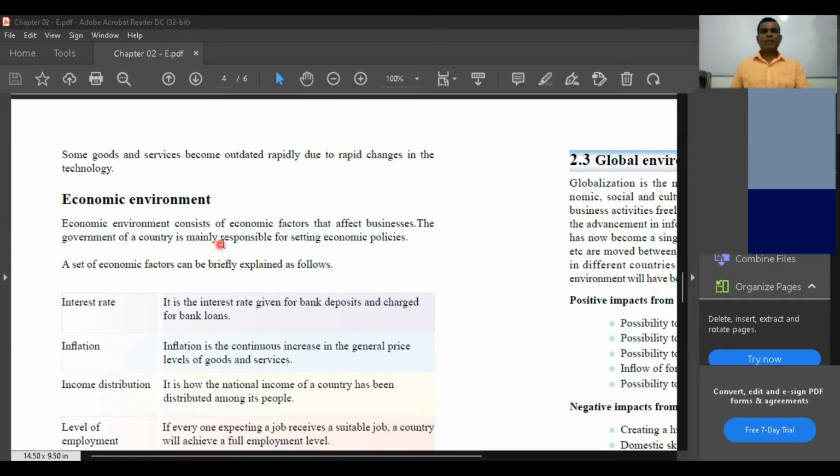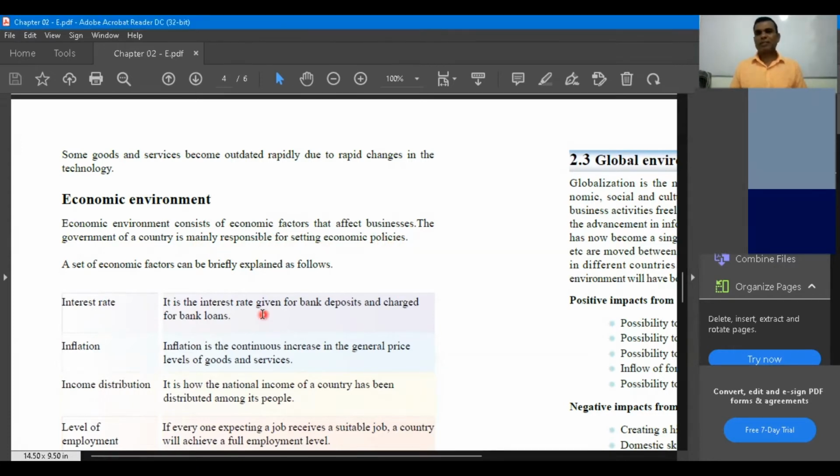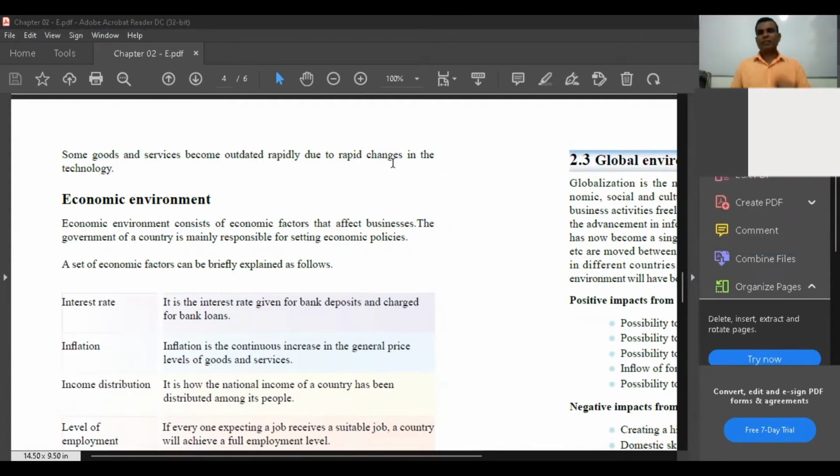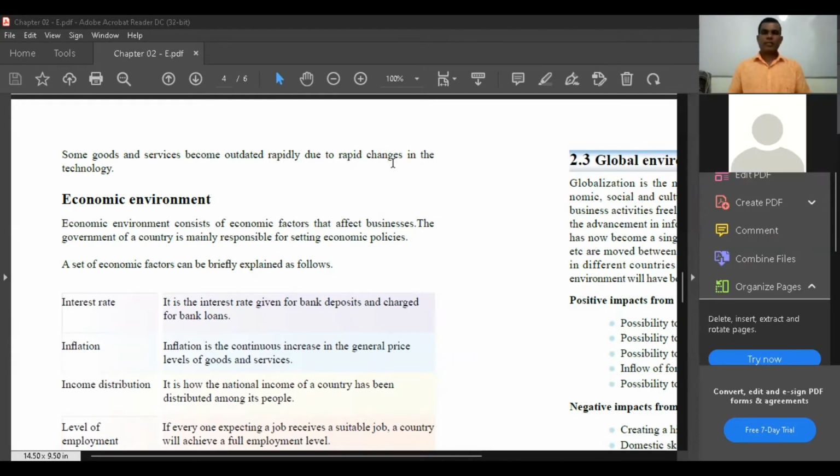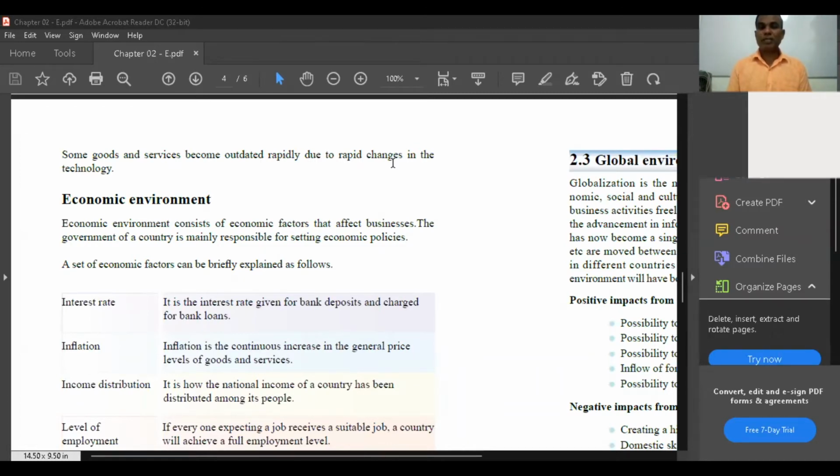The government of a country is mainly responsible for setting economic policies. Understand? Right. Now, next question. Please write it down. Various economic factors that affect businesses can be treated as economic environment. Right. Now, please write down the factor variables. Just try to understand the factor variables. Here, interest rate, please write it down. Interest rate, one factor variable.